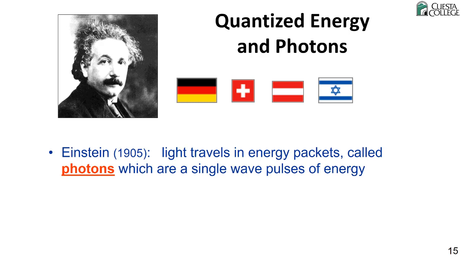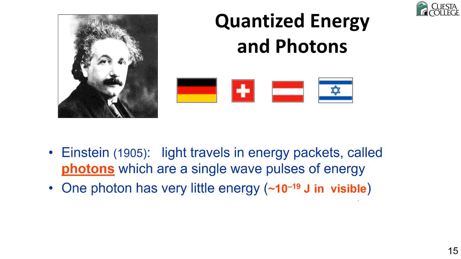Einstein took Planck's equation and Planck's work and applied it to light also. Einstein proposed that light traveled in packets or small single wave pulses that he called photons. A single photon has very little energy. In the visible spectrum, it's only about 10 to the minus 19th joules per one photon. It's teeny tiny in terms of energy.